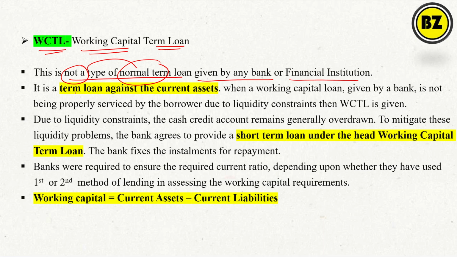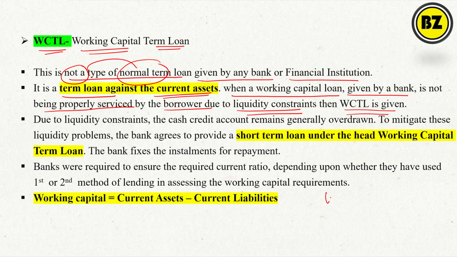See, it is a term loan against the current asset. Okay, so generally we sanction working capital for a short period, and the term loan is for a longer period, but it is a combo product, working capital term loan. So when the working capital loan given by the bank is not being properly serviced by the borrower due to liquidity constraints, then a working capital term loan is given. Okay, got it? First thing.